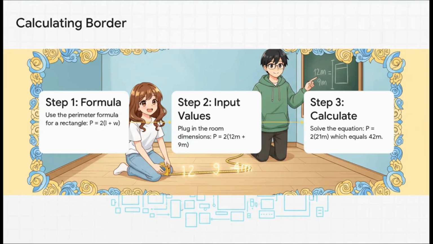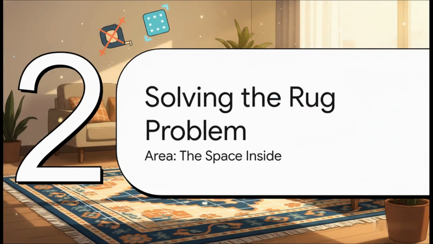Let's say our room is 12 meters long and 9 meters wide. We just plug those numbers right into our rectangle formula. So that's 2 times (12 plus 9). That gives us 2 times 21, which equals 42 meters. And just like that, you need to buy exactly 42 meters of that border. Problem solved. All right, border done.